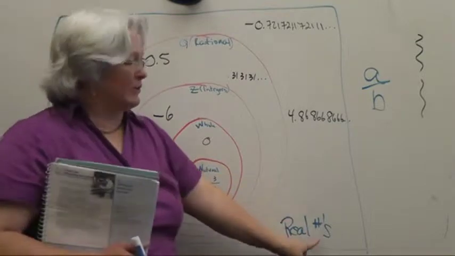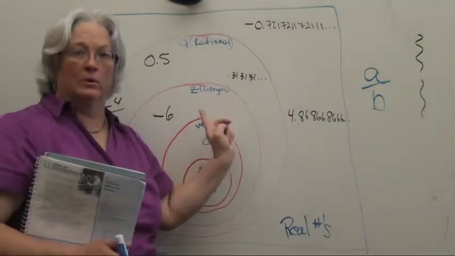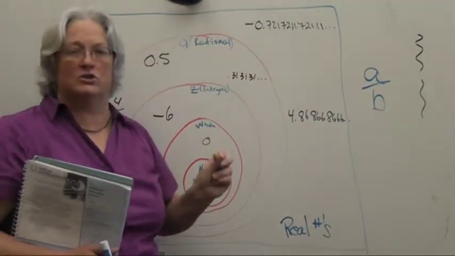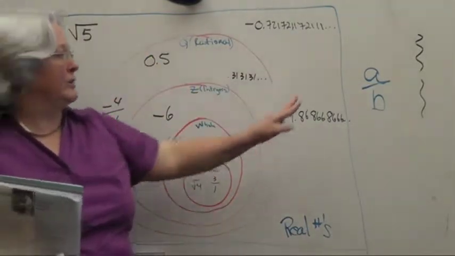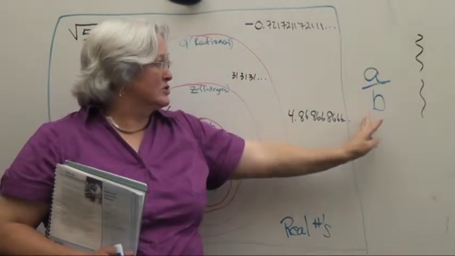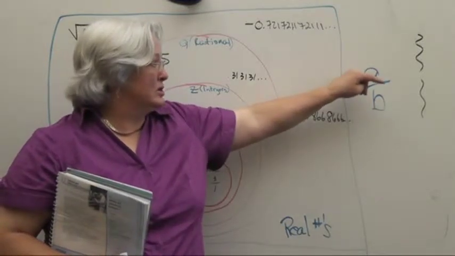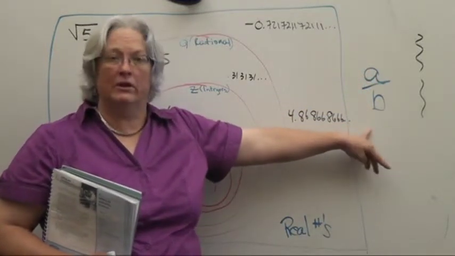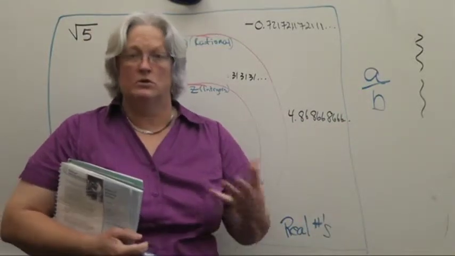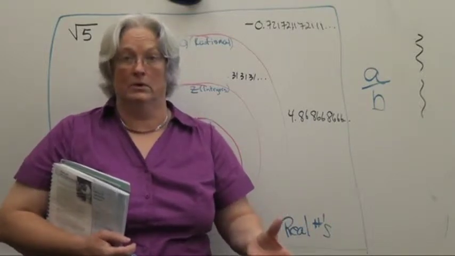Real numbers, however, not only contain the set of rational numbers, but also the set of irrational numbers. Irrational numbers are numbers that you cannot write as a fraction, so that they look like a fraction. You cannot write them as a ratio of one number to another number. Examples of those would be square roots of numbers that are not perfect squares. The square root of 4 is 2.